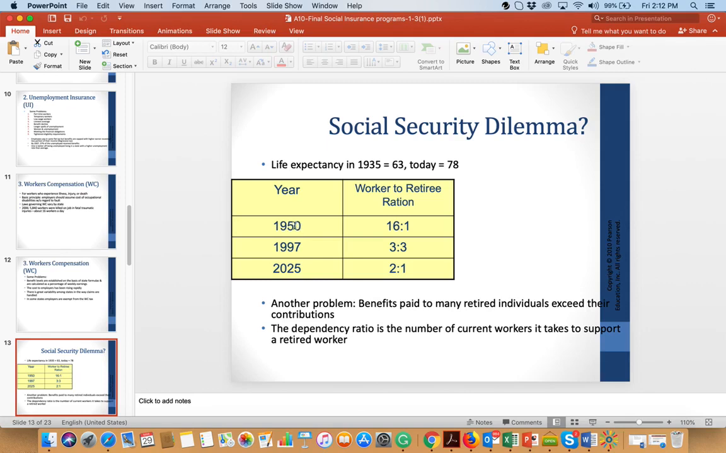The dependency ratio in 1950 was 16 workers paying for one retiree. In 1997, it was 3 to 1. It is estimated that in 2025, if the current situation holds true, there will be 2 workers paying for one retiree. That margin is very small, and especially people are living longer than before.